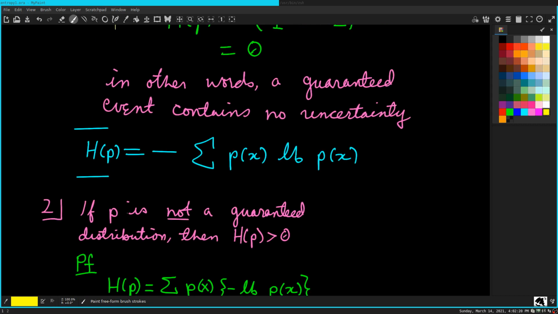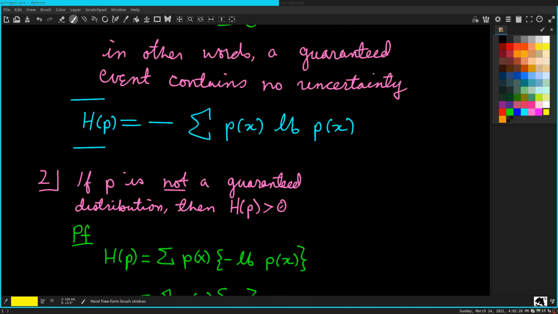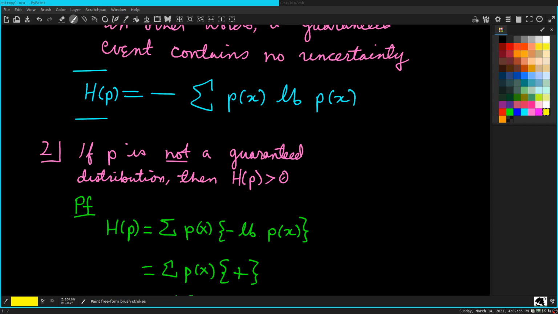Likewise, if P is not a guaranteed distribution, so there's some uncertainty, meaning that the uncertainty is positive. So uncertainty in particular is never negative. That's what I really want to establish here: it's either 0 if you know what's going to happen, or it's positive. And it's maximized when the distribution is uniform, because obviously a distribution where every event is equally likely is the probability distribution with the most uncertainty. So this is at least a sane formula.